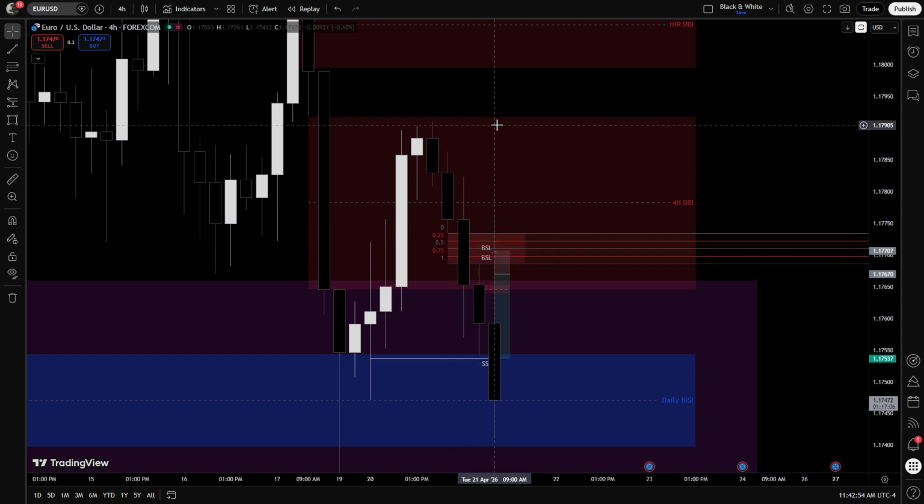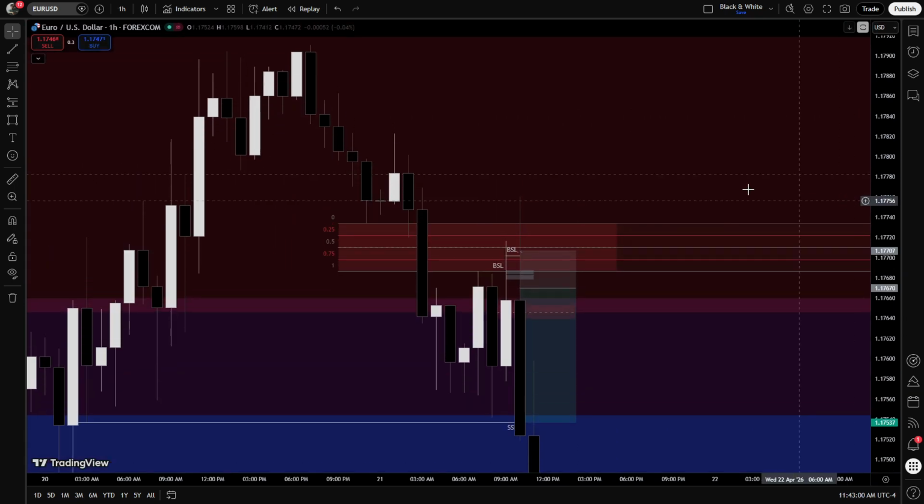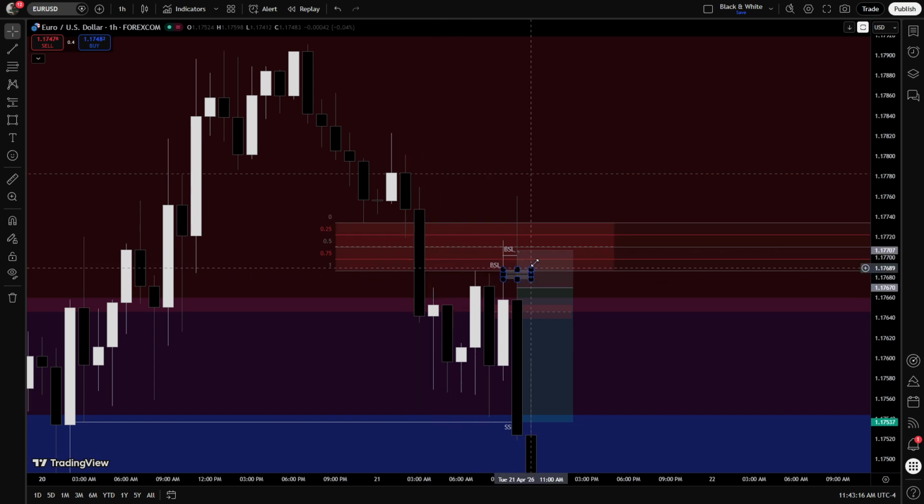So let's go down to the lower time frame, 1 hour, right? So on the 1 hour, the fair value gap is from here to here, and look at how the market, this was the open of the New York session, how the market respected this fair value gap, right? And how the market is respecting the consequent encroachment of this 4 hour fair value gap.